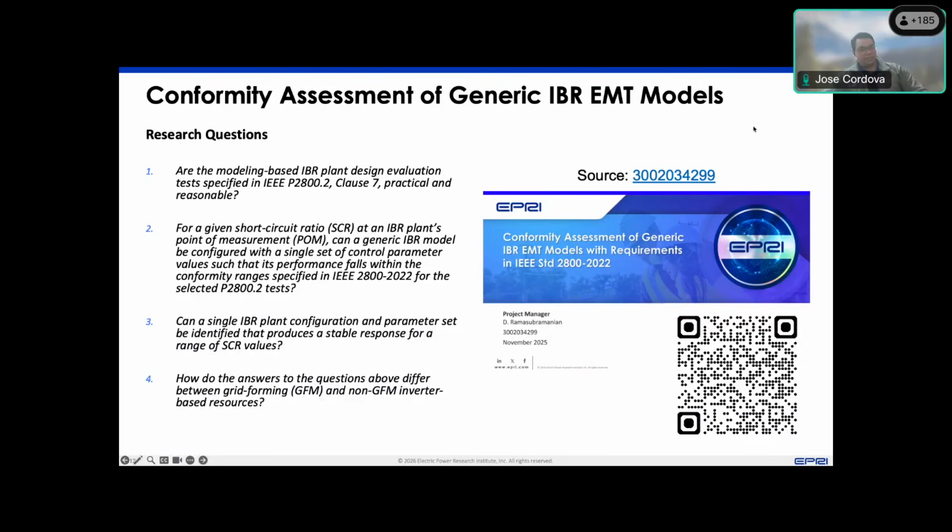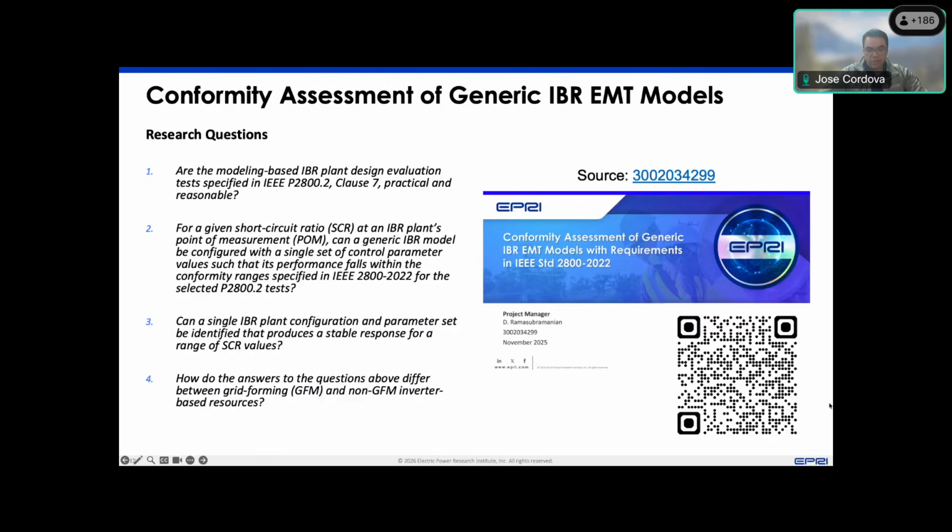Hello, everyone. Glad to be here, and thank you all for attending. As Andy mentioned, there is a verification framework that comes with these voluntary standards, 2800, the base standard, and 2800.2.